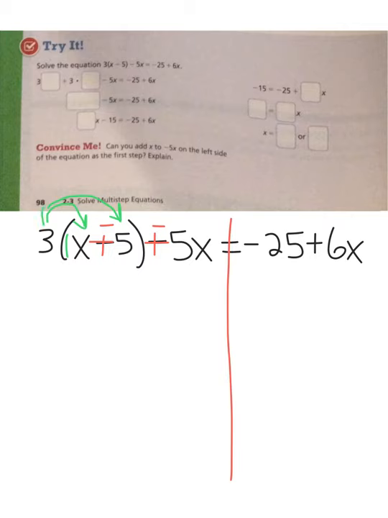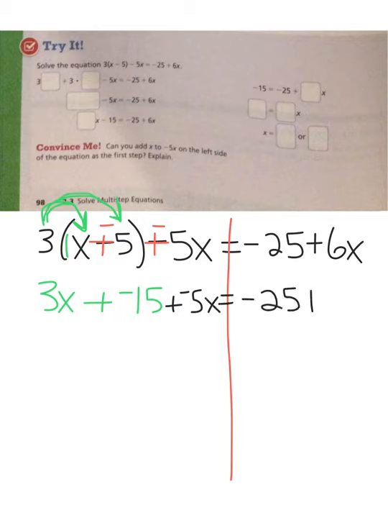If it's not written, remember that the number in front of our x is a 1. So if I take 3 times 1, I get a 3x. Bring down that addition symbol. If I take my 3 times my negative 5, I get a negative 15. And then I'm going to just bring everything else straight down. Plus negative 5x equals negative 25 plus 6x. Remember, we are only multiplying by what is inside the parentheses.